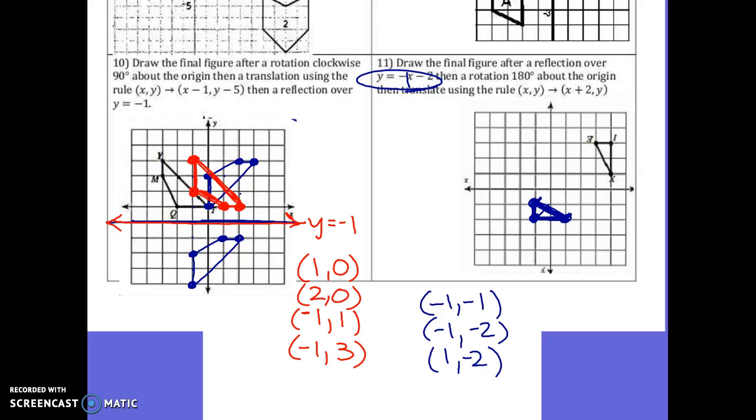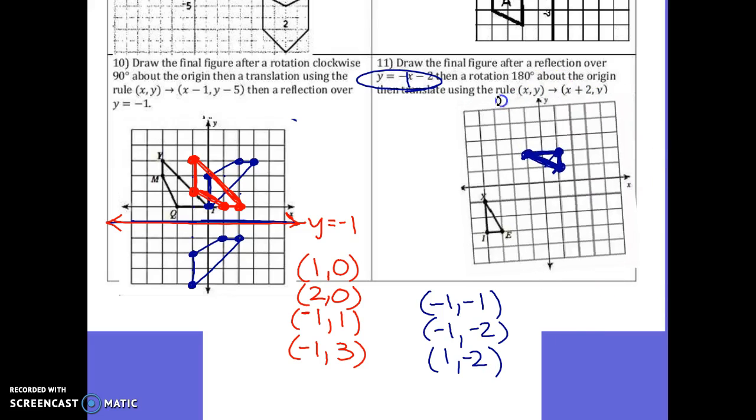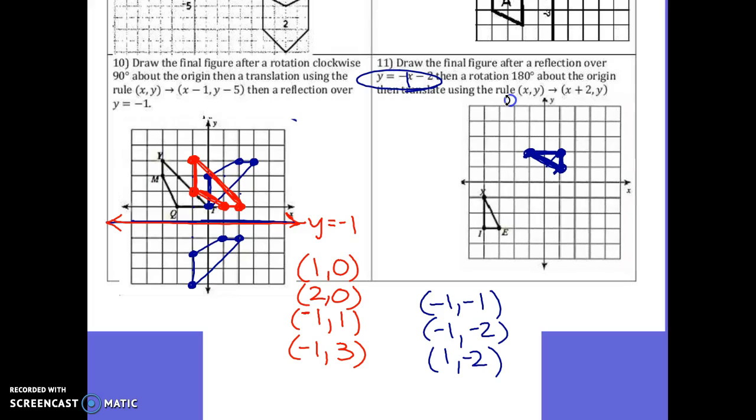And I'm going to turn it back straight. Then I'm going to graph those points that I listed out. So left 1, down 1. Left 1, down 2. And right 1, down 2. So that is the new shape. Rotated 180. Sorry, not flipped, turned 180.